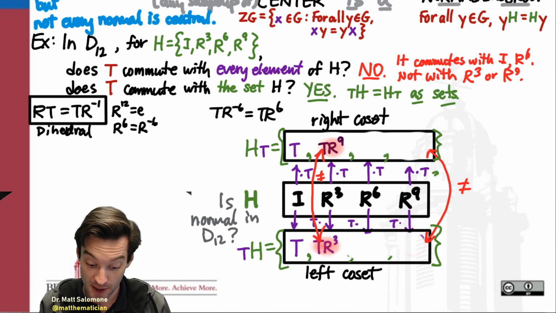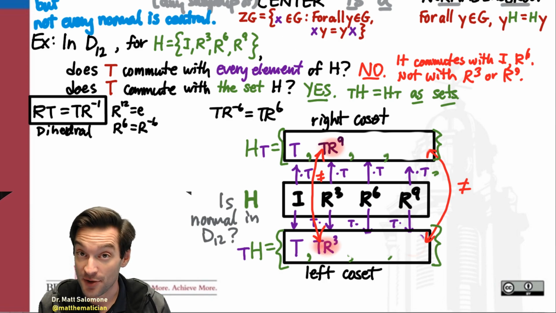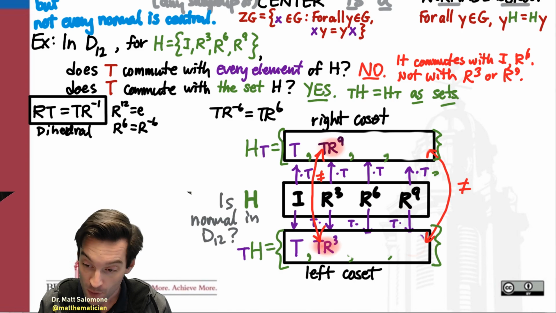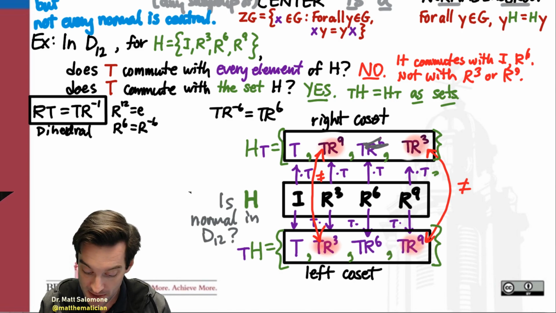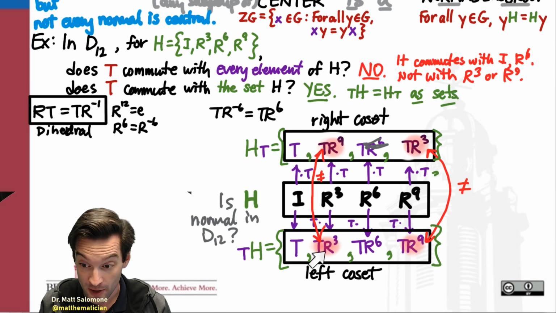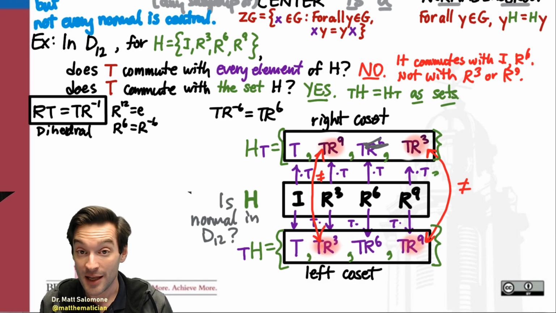But that misses the point: that equality needs to happen not element by element. That's a stronger condition. That's a center or a centralizer condition. We need it to happen at the level of the whole set. Which means we really do need to check that even though TR to the 9th showed up here instead of TR cubed, if we keep going, this TR cubed ends up showing up later on in my right coset. And this TR to the 9th ends up showing up later on in my left coset.